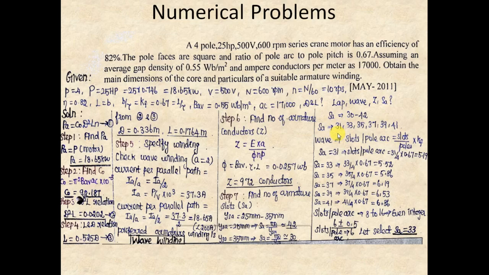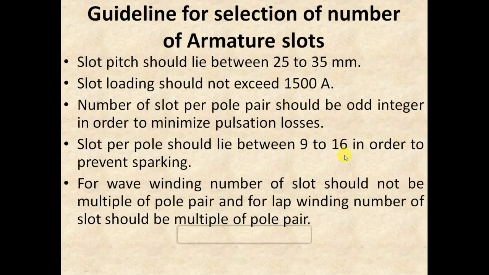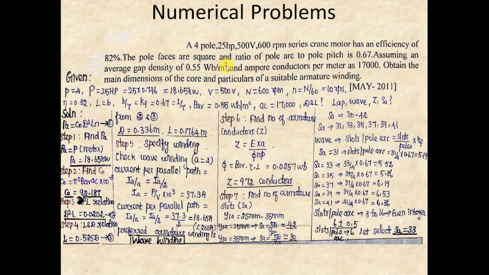Please be very careful with what I am saying now. Usually in the guideline it's very clearly mentioned that the range of slots per pole lies between 9 and 16. But in the case of small machines, this range lies between 8 and 16. So in this problem we have considered a small machine, so definitely the value can be changed from 32 to 64. So we have to take those values which are common between 32 to 64 and 30 to 42. So we can easily neglect 31. What we are left with is 33, 35, 37, 39 and 41.